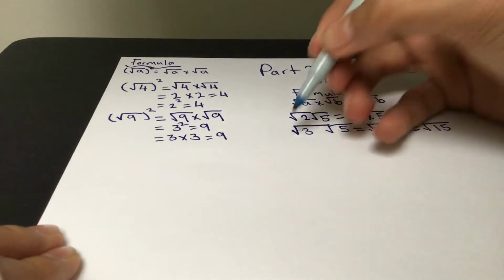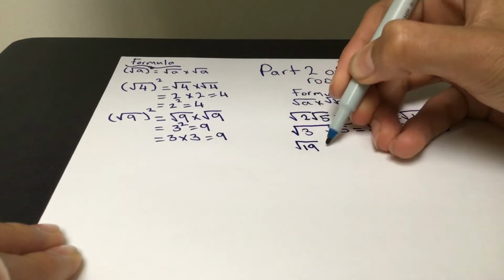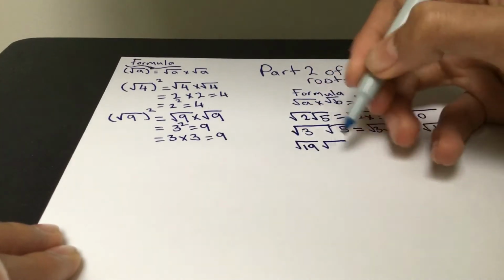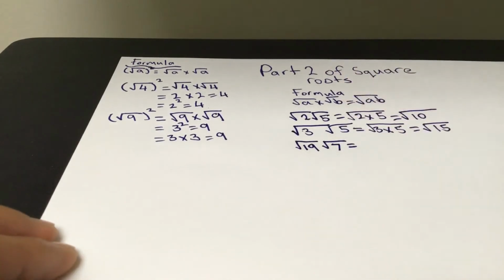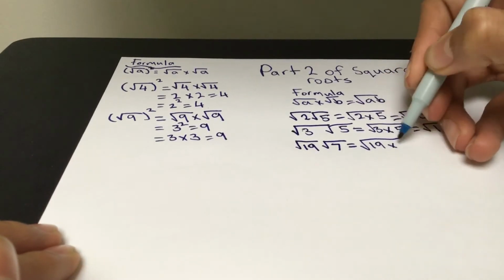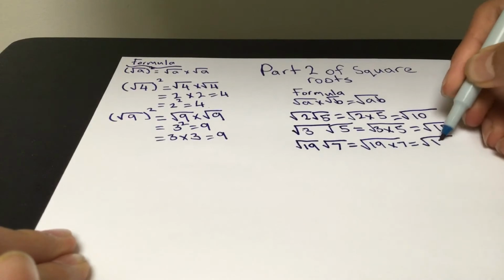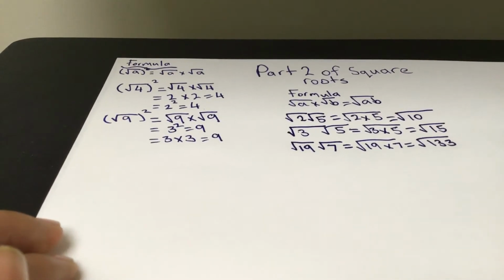Okay, let's move on to a harder question. Let's go square root 19 times square root 7. This gives us, let's put it into this form first. Square root 19 times 7, which gives us square root 133.